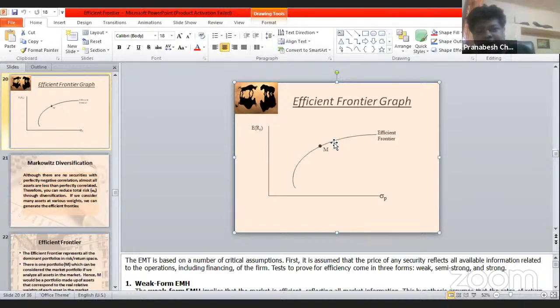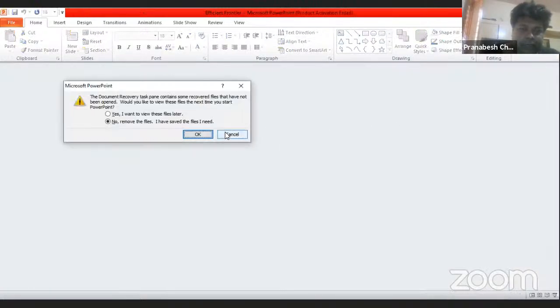That is why, after point M, even for a more risk-taking investor, M is the maximum point where he can go. After that, it will be a foolish decision to invest. So that is the idea of the efficient frontier graph. Anyways, I don't want to get too much into the theory. Let's go ahead with our R Studio.